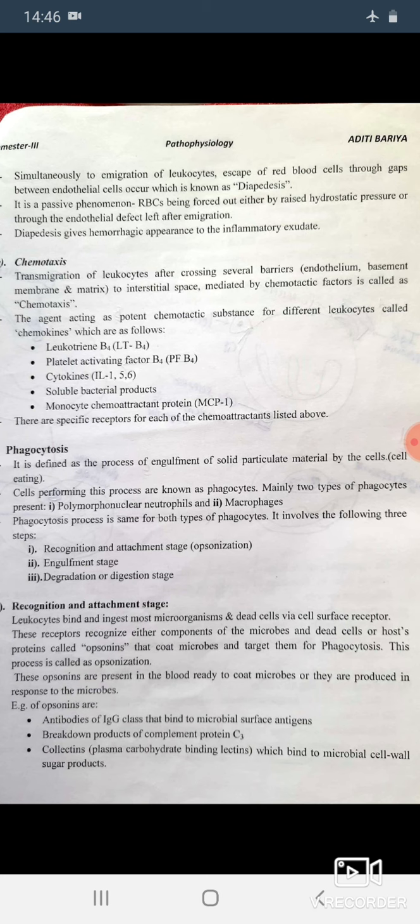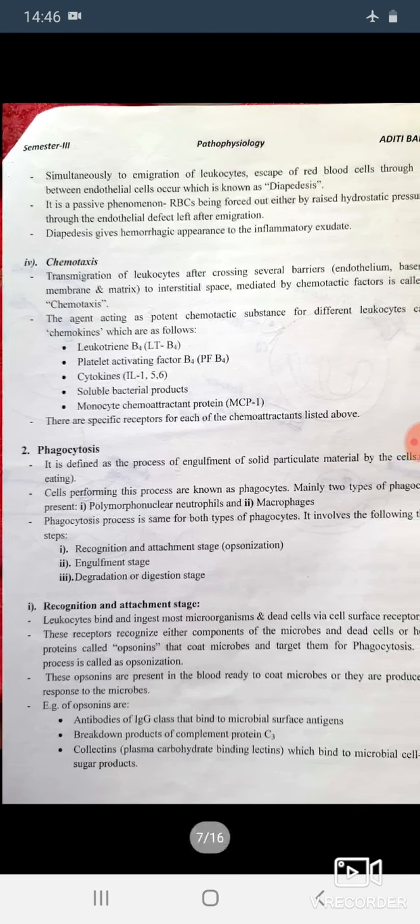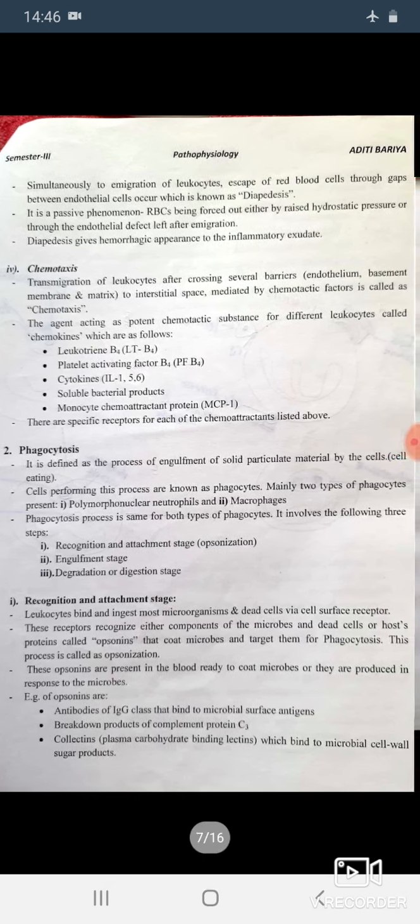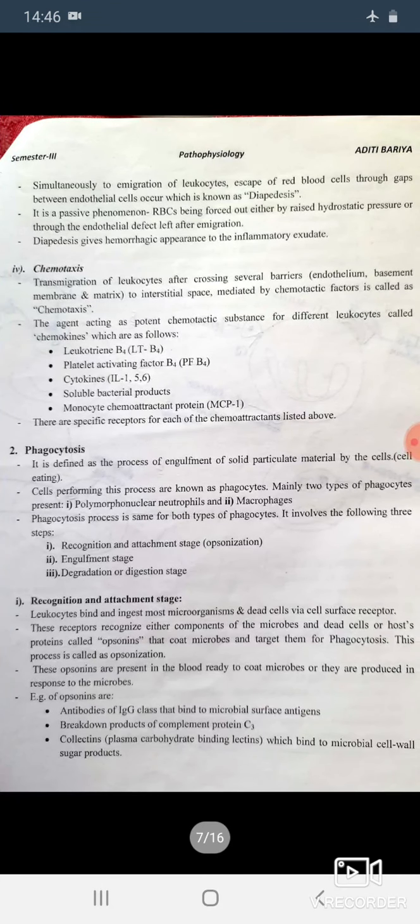Okay, so when there is a diapedesis, you can clearly see the red colored fluid accumulated in the inflammation. And the fourth step is chemotaxis. Chemotaxis is the transmigration of leukocytes after crossing the several barriers. Which several barriers? First endothelium, that is endothelial cells, second basement membrane, and also matrix, to the interstitial space mediated by chemotactic factors is called as chemotaxis.